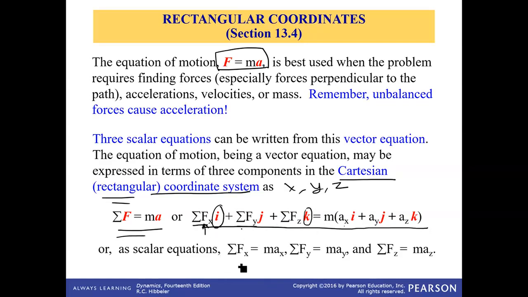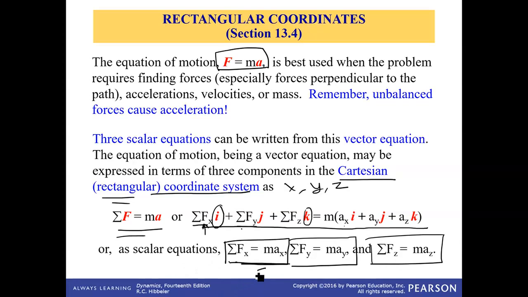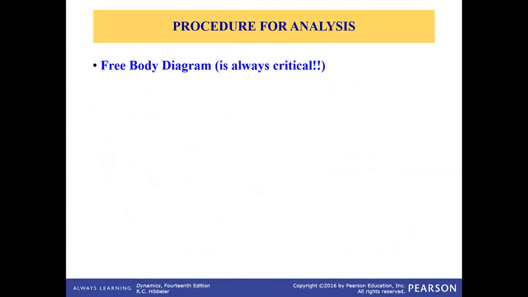By equating these two sides, by separating the i, j, and k components of this equation, we can get three scalar equations, that is sum of forces in x direction equal to mass times x acceleration, sum of forces in y direction equal to mass times y acceleration, sum of forces in z direction equal to mass times z acceleration. And these equations are called equations of motion, or EOM, for rectangular coordinate system.